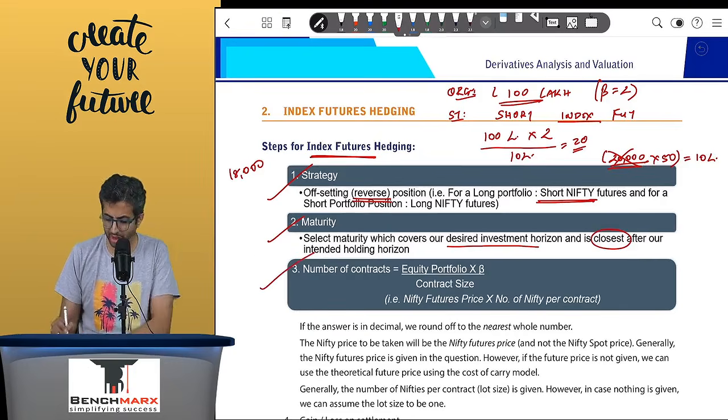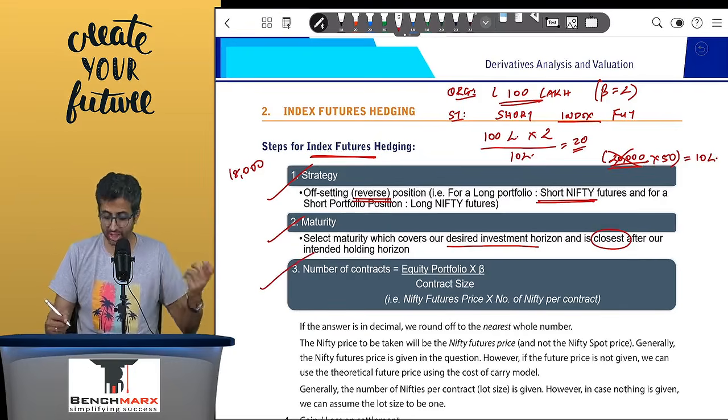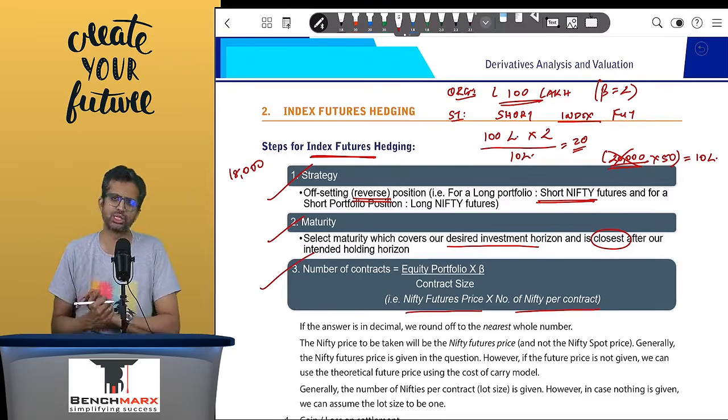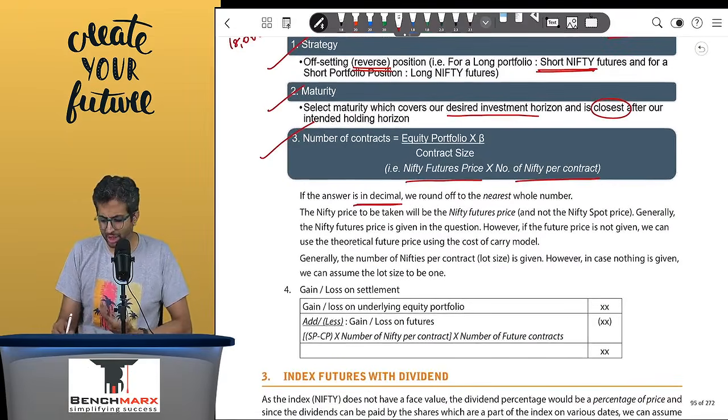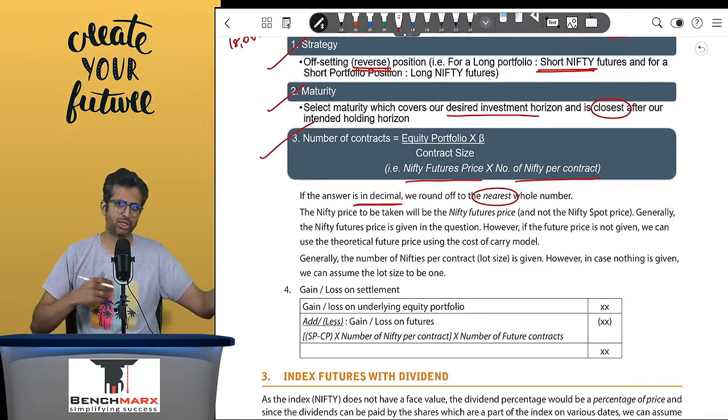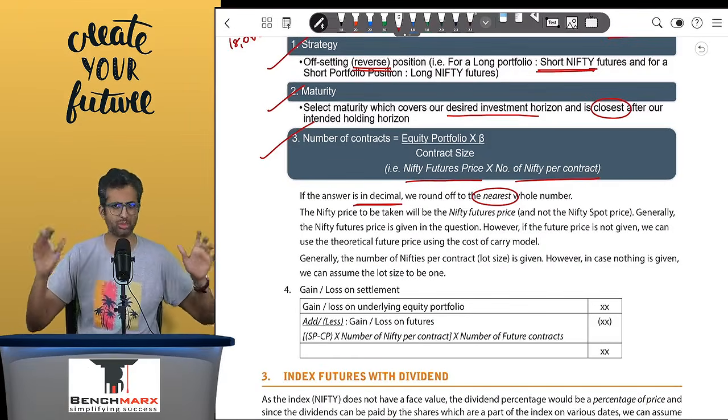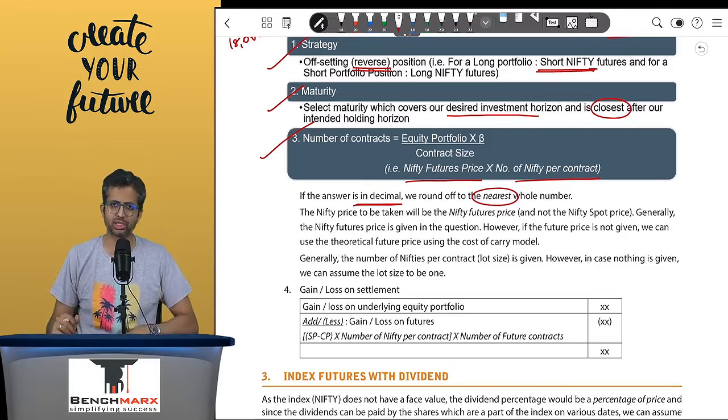The number of contracts will be the equity portfolio, in our example 100 lakhs, into the beta, let us say 2, divided by the contract size, which is the futures price into the number of Nifty units. We'll practice these sums as well because they are very important. If the answer is in decimal, we take it to the nearest number. There have been cases where they've rounded to the higher or lower number, but generally, if nothing is given, we take it to the nearest number.